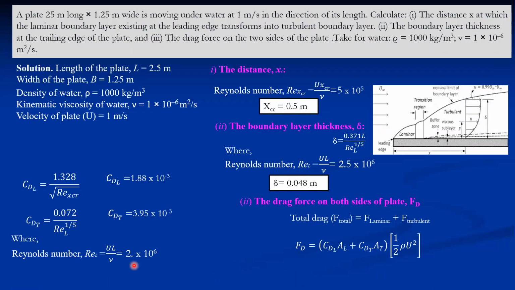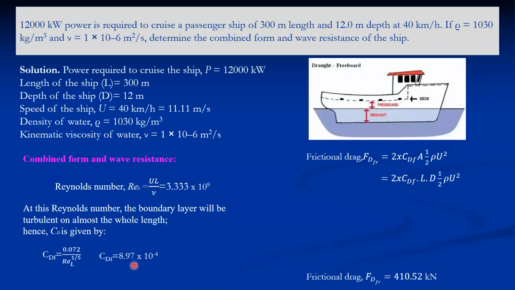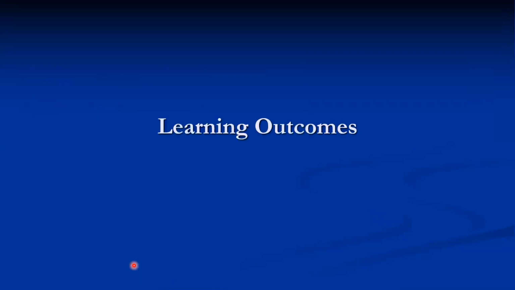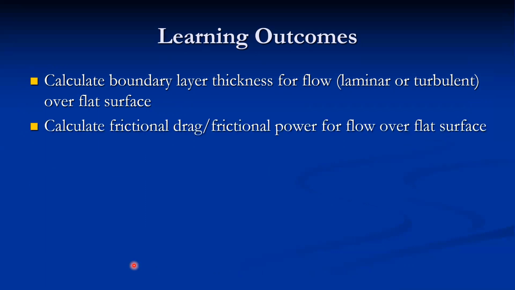So this way we can solve all the numericals. I'll quickly go through all these numericals. So that's it from this session. At the end of this session, you will be able to calculate the boundary layer thickness for flow, whether it is laminar or turbulent, over a flat surface. These expressions are only applicable when the flow is taking place over a flat surface. Also, calculation of drag coefficient, frictional drag or frictional power for flow over a flat surface.